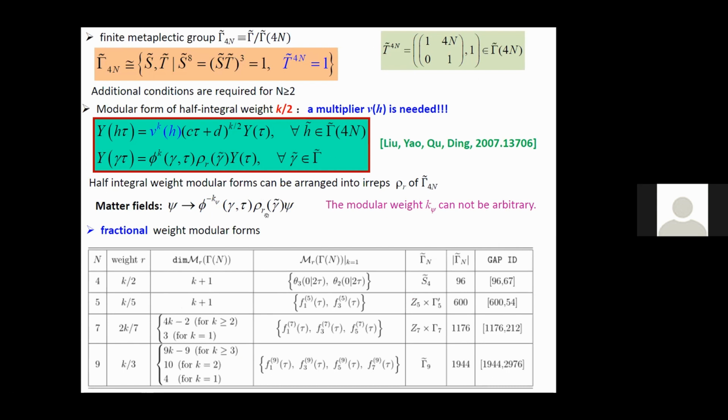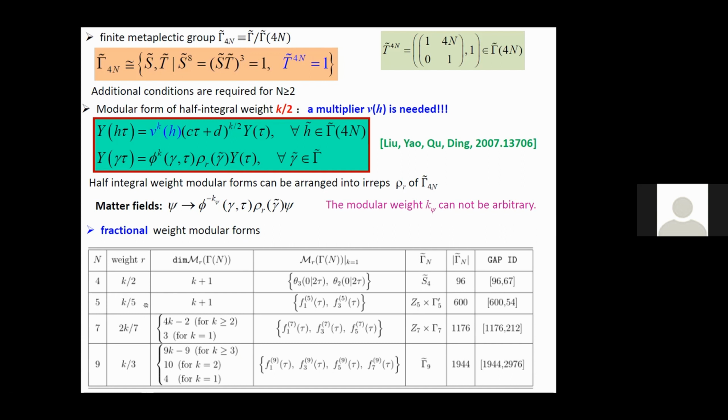But here I want to stress, usually it is believed the modular weight can be arbitrary in the original modular invariance approach, but not so. After we consider half integral weight modular forms, we realize the modular weight of matter fields cannot be arbitrary. For example, if it is a half integral, we have to face the question of multiple values of c theta plus d. So if we consider fractional weight modular forms, in principle we should consider the metaplectic covers of SL2Z, not SL2Z. Similarly, we can define other fractional weight modular forms, for example weight 1 over 5, that means k over 5.